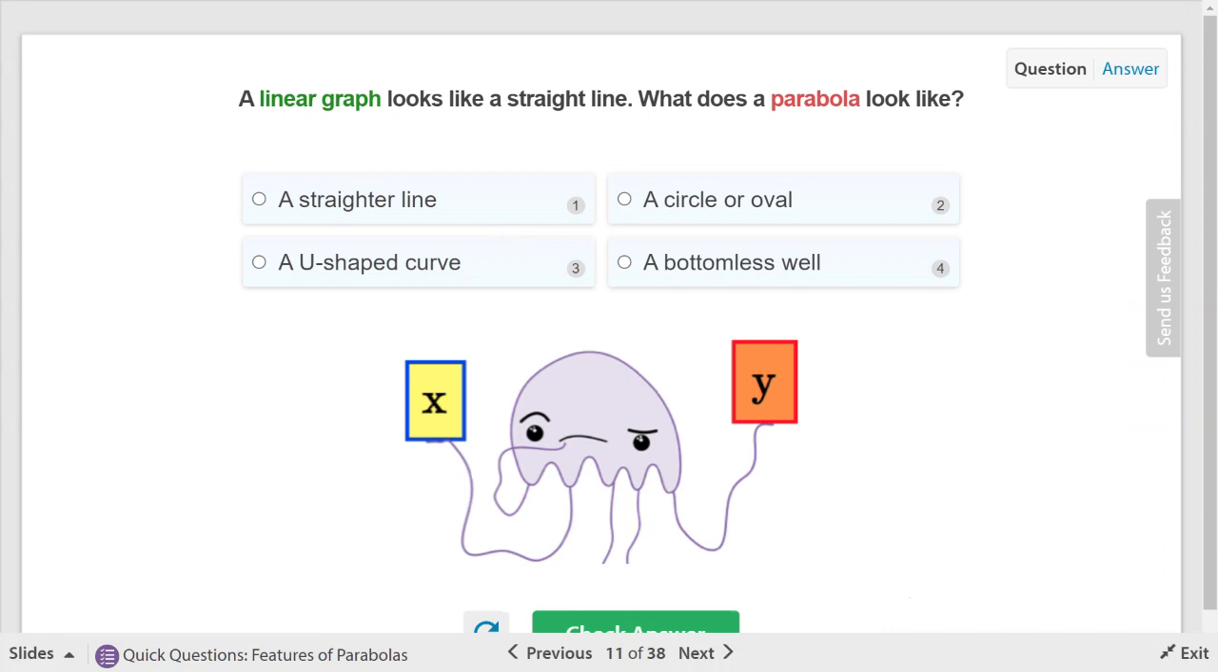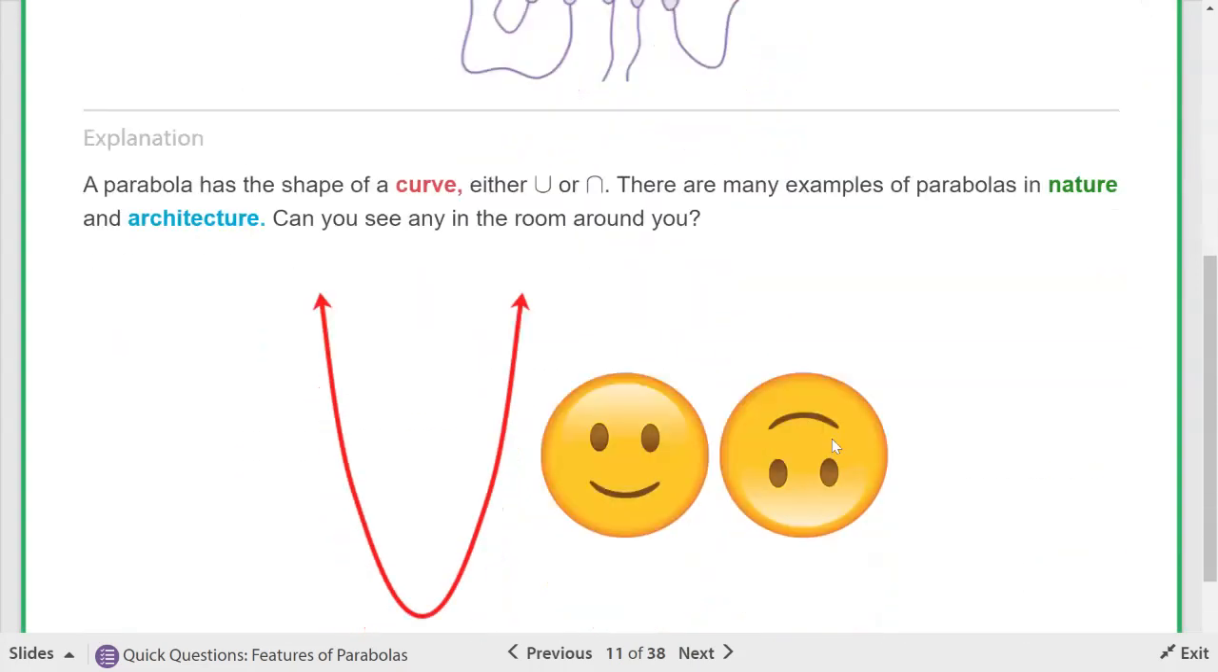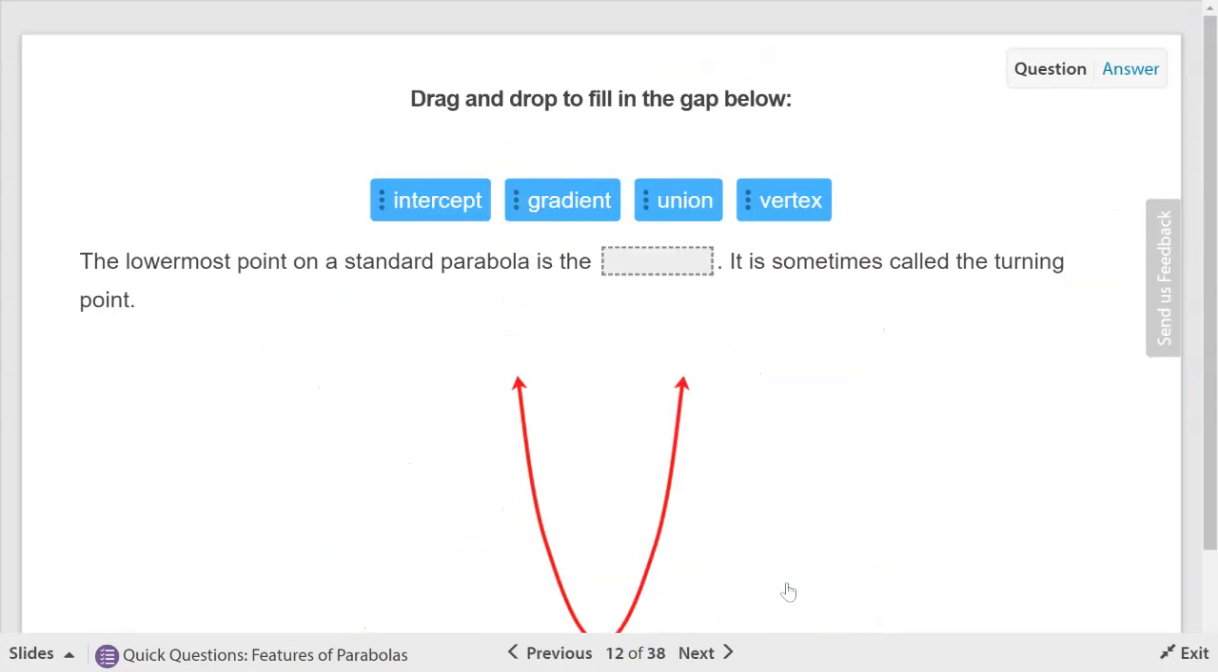A linear graph looks like a straight line. So does a linear graph look like a straight line, or does it look like a circle, or some other shape? We know that a linear graph looks like a straight line. Sorry, and what does a parabola look like? So definitely not a straight line. Linear is another word for straight. Parabola, we know, looks like a U shape. It's not a circle. It's not a bottomless well. So we know it's a U shape. Okay, let's go to the next one.